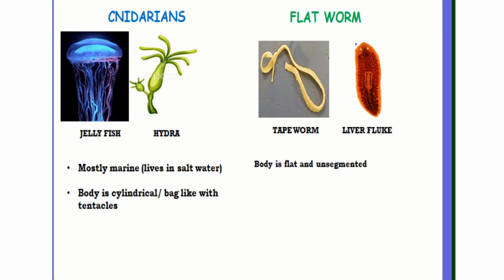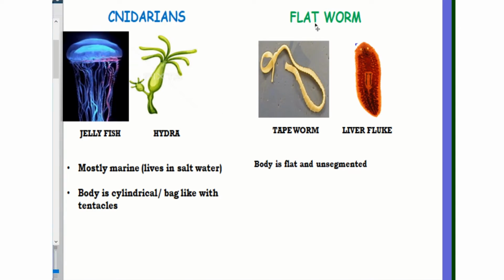Look at the hydra's body. It is cylindrical, and the jellyfish body is a bag-like structure with tentacles. What are tentacles? Can you see the finger-like projections or the thread-like structures here? And in hydra, you can see the finger-like projections. These are the tentacles. What is the use of these tentacles? These tentacles are useful in capturing food or grabbing their prey. So this phylum of animals is called Cnidarians.